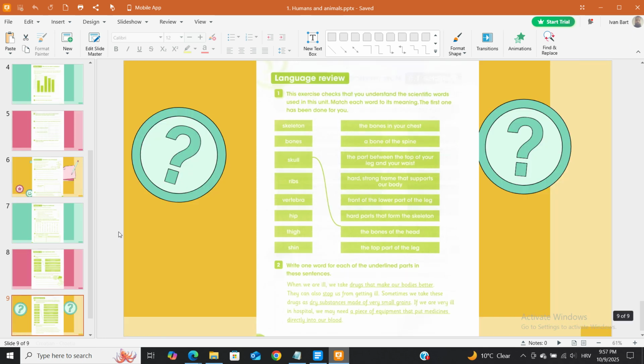Language Review. This exercise checks that you understand the scientific words used in this unit. 1. Match each word to its meaning. The first one has been done for you.